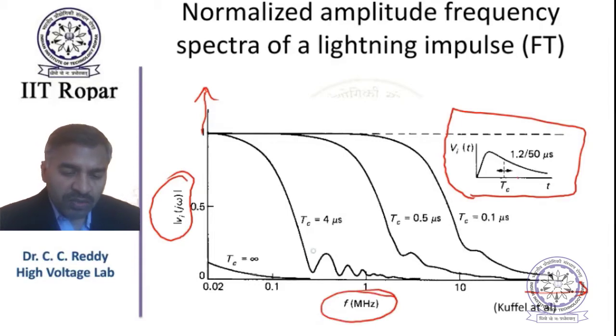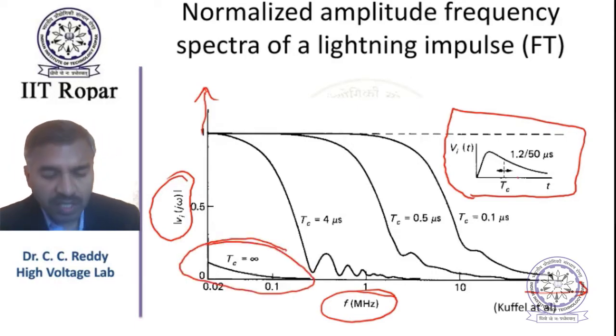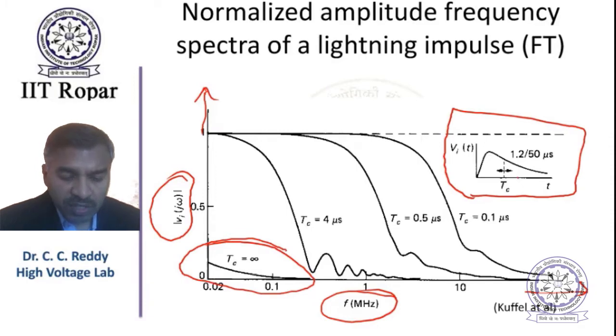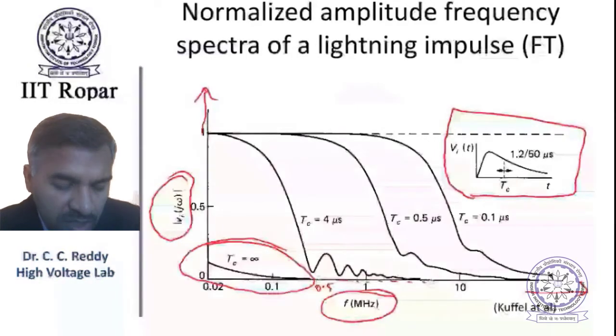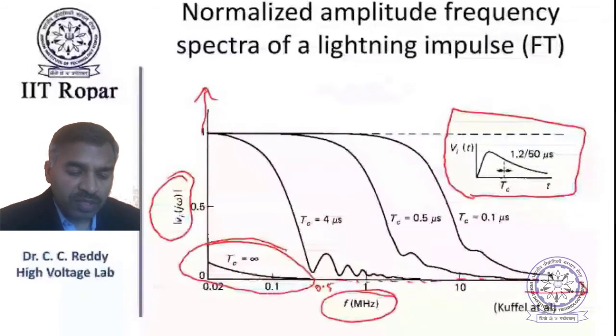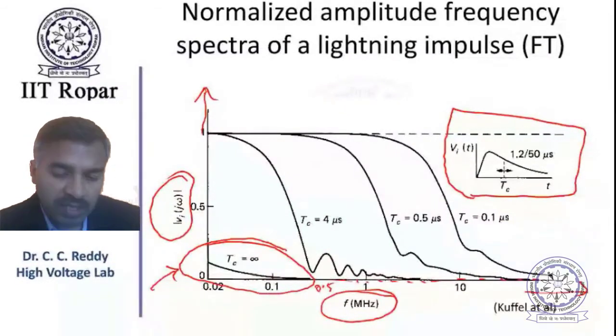Now this is for TC equal to infinity, which means it is a standard impulse function. You can see after about 0.5 megahertz there is nothing, it's almost flat at 0. So no frequency components are there in this full impulse wave. Full impulse wave means not chopped. The impulse wave which is not chopped.